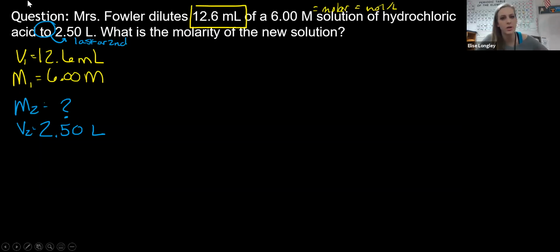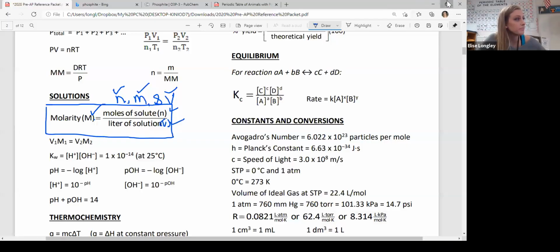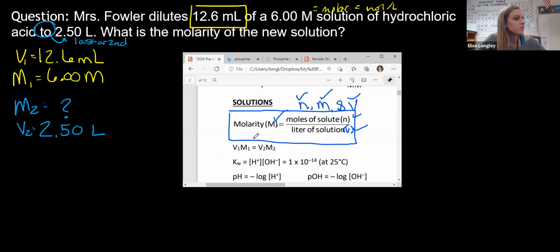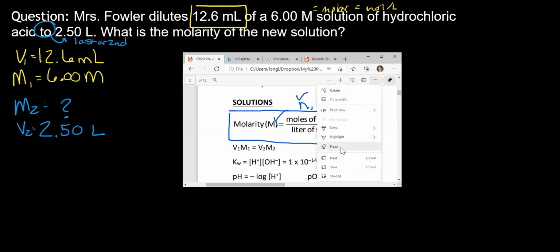So this is why I have you write variables. If we aren't sure what we're supposed to do next, take a look at these formulas. These are the two formulas we're choosing between. How do I choose which one I use?